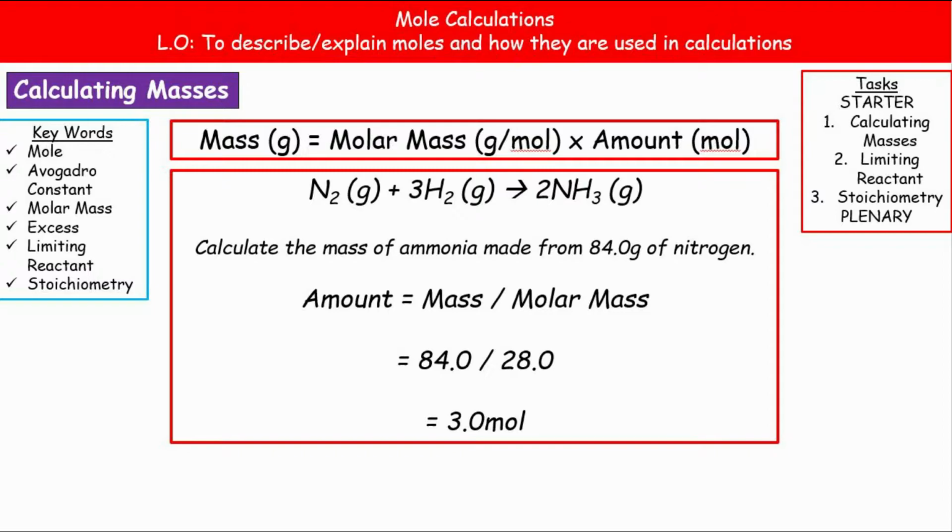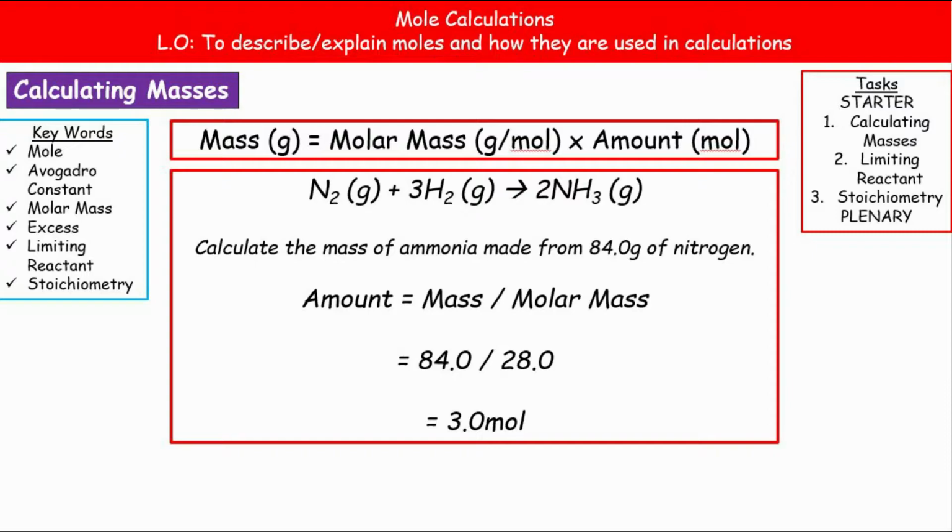Stage 3 is where we use our formula from the top. Now in this case we've got a mass in grams and we've got a molar mass, and therefore we can find out the amount. So we need to rearrange the formula at the top to make amount the subject. So amount is the mass in grams divided by the molar mass. Then we can substitute in our values.